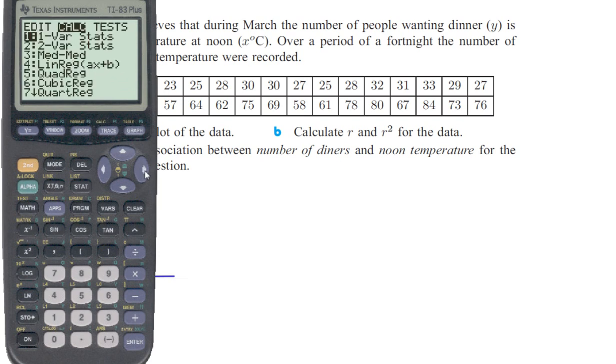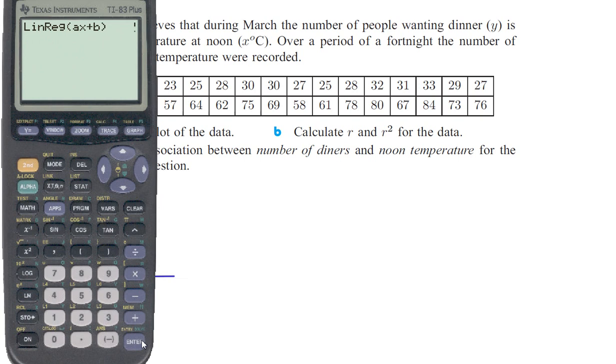So we'll do stat, calculate, and we're going to calculate our linear regression. Push enter and then enter again. And here's the equation of the line: y equals 2.24x for the slope plus 6.23 for the y-intercept. But really what we're looking for is the R squared and the R value. So 0.74 is the R value and 0.55 is the R squared value.